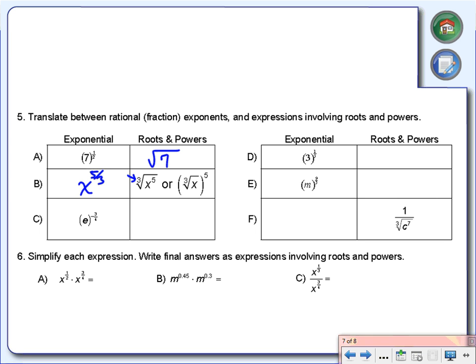C, e to the negative 3/4 power. Well, first of all, that is a negative exponent, so I'm going to change that real quick and write it like this. No more negative exponent. But I want it in the form of a root and a power. So here we go. The bottom number represents the roots. The top number represents the power. So there it is. I want you to try D, E, and F for it.